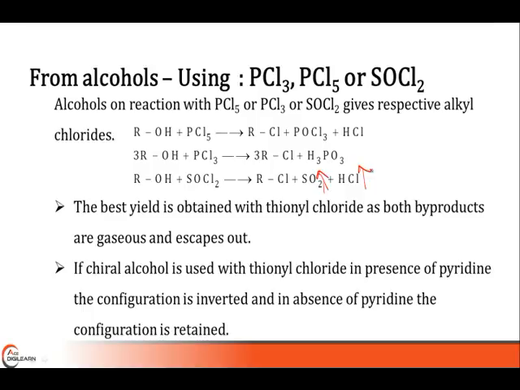So if I use a chiral alcohol as a starting reactant, due to the reaction of SOCl2 in presence of pyridine and absence of pyridine, we get different products. In presence of pyridine, inversion of configuration takes place, and in the absence of pyridine, configuration is retained.